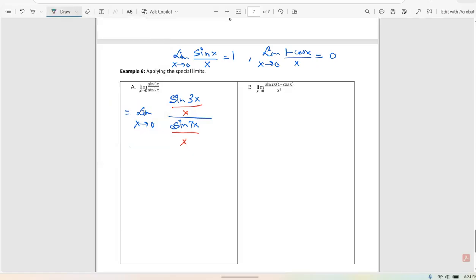Also, if I want to make it look like this, the angle and x should be the same. But here it's 3x and this is 3x only, right? So I need to make this 3x. But I can't just put 3.